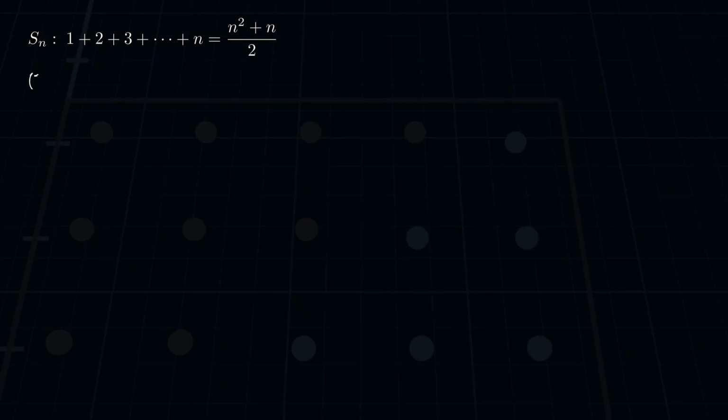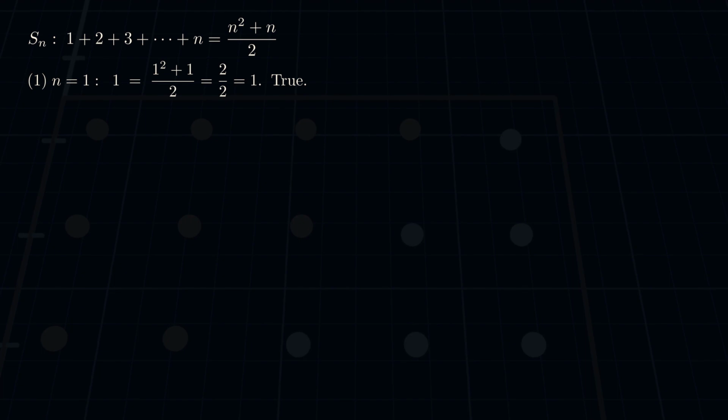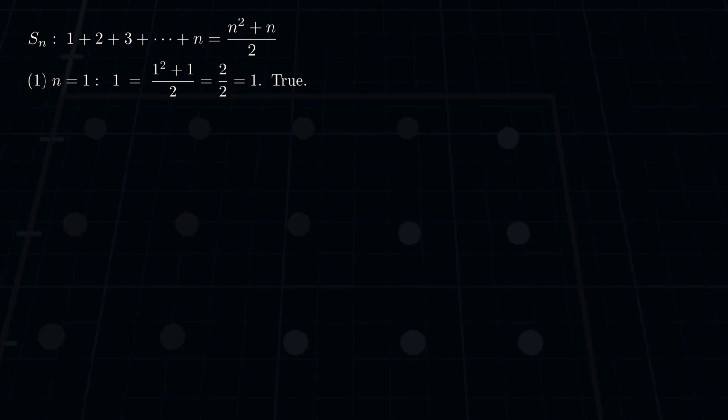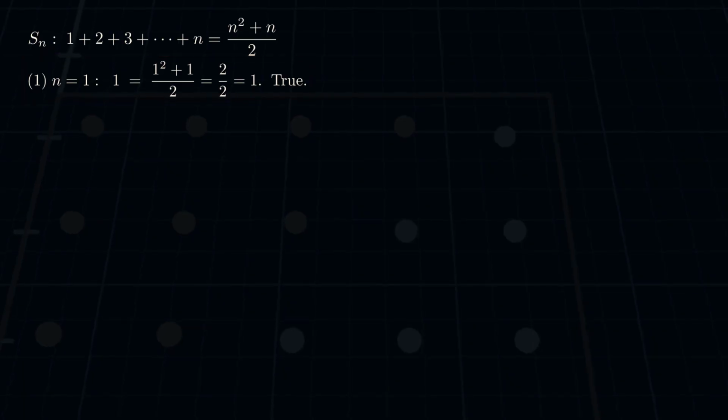Identity 1. Let S(n) be the statement: 1 plus 2 plus 3 up to n equals (n squared plus n) over 2. Basis step. n equals 1. Left side, 1. Right side, (1 squared plus 1) over 2, which is 2 over 2, which is 1. 1 equals 1. The first domino is down.